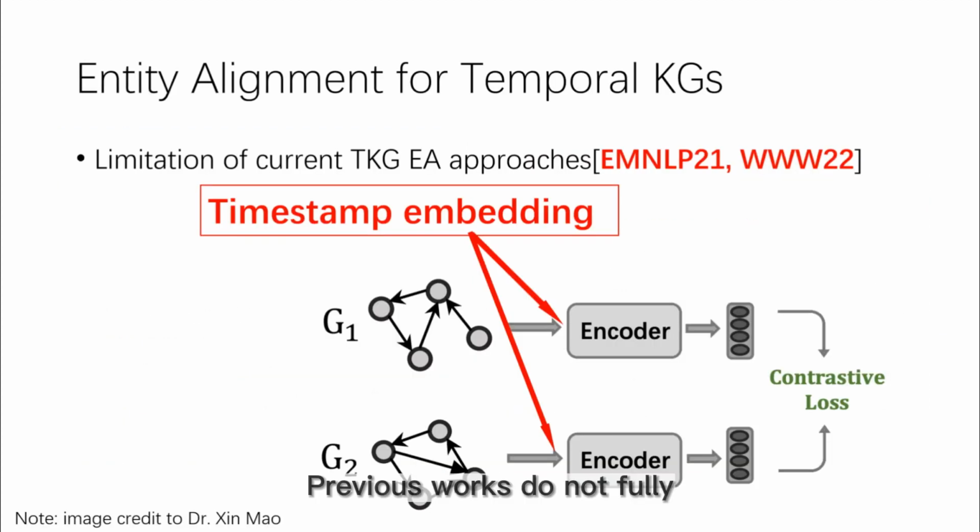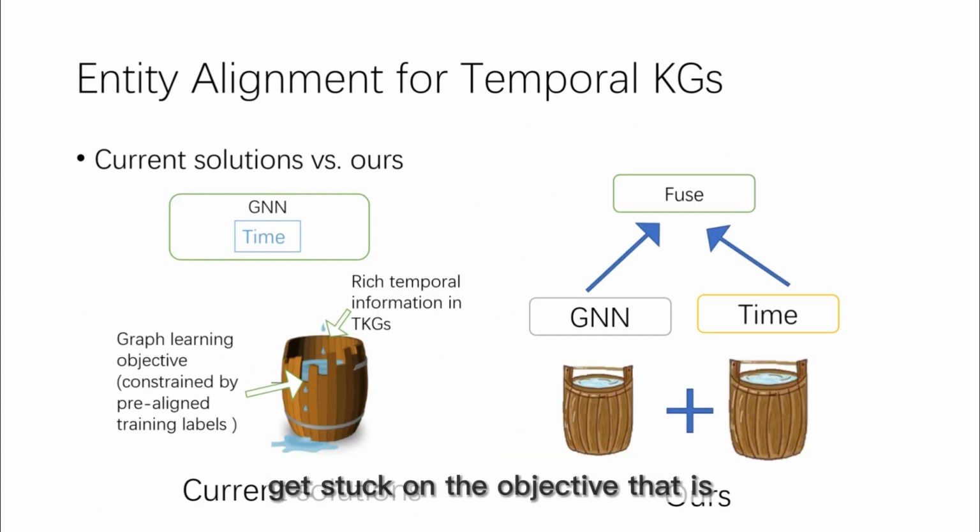Previous works do not fully exploit the temporal information. They simply add an additional embedding layer in the graph neural network to represent timestamps. They don't work well because they get stuck on the objective that is designed to focus on training labels. To improve the performance, we try to encode the relational feature and the temporal feature separately.